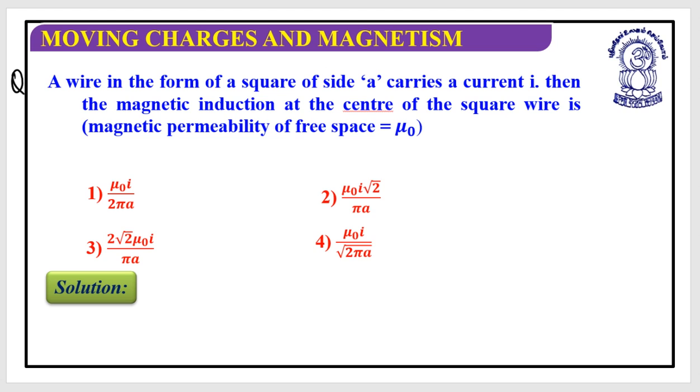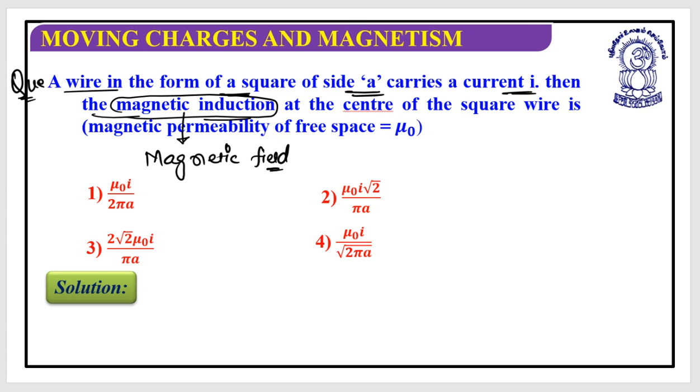what the question is saying. It says that a wire in the frame of a square of side A carries a current I. Then the magnetic induction, when they ask about magnetic induction, they are indirectly asking for the magnetic field. Yes, please do remember this. At the center of the square wire is, yes.